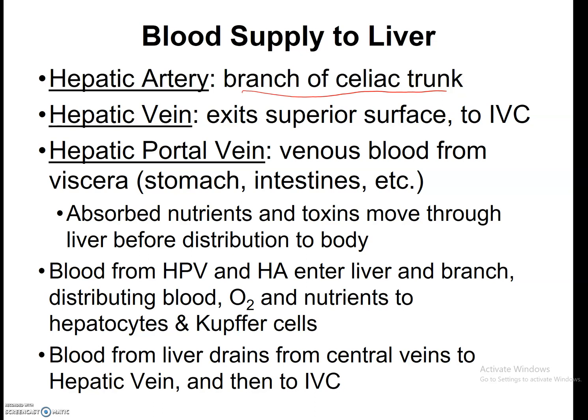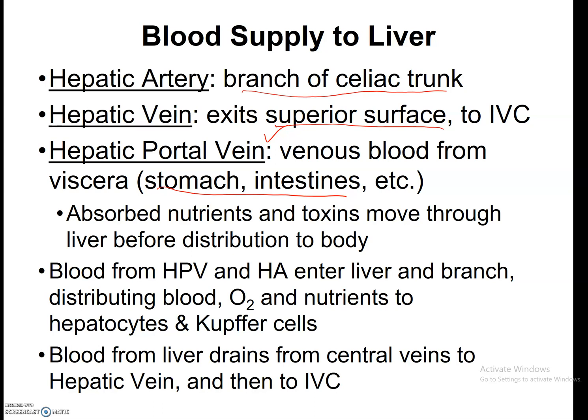The hepatic vein, it does exit on the superior surface of the liver, so up high. And then the hepatic portal vein, this is the blood from the viscera or from the stomach and the intestines. So hepatic portal circulation is what's bringing everything from the intestines and the stomach straight to the liver first.